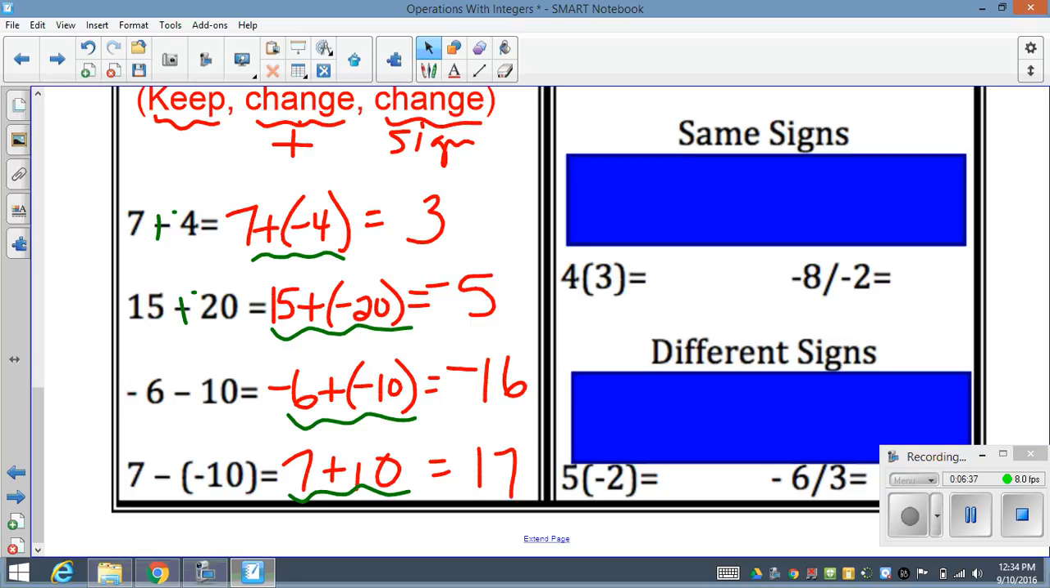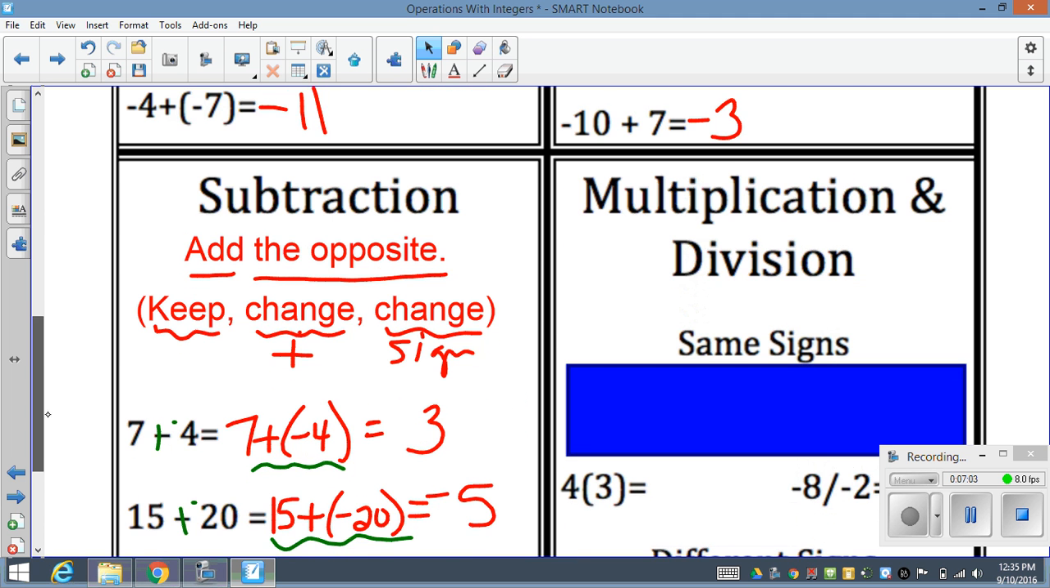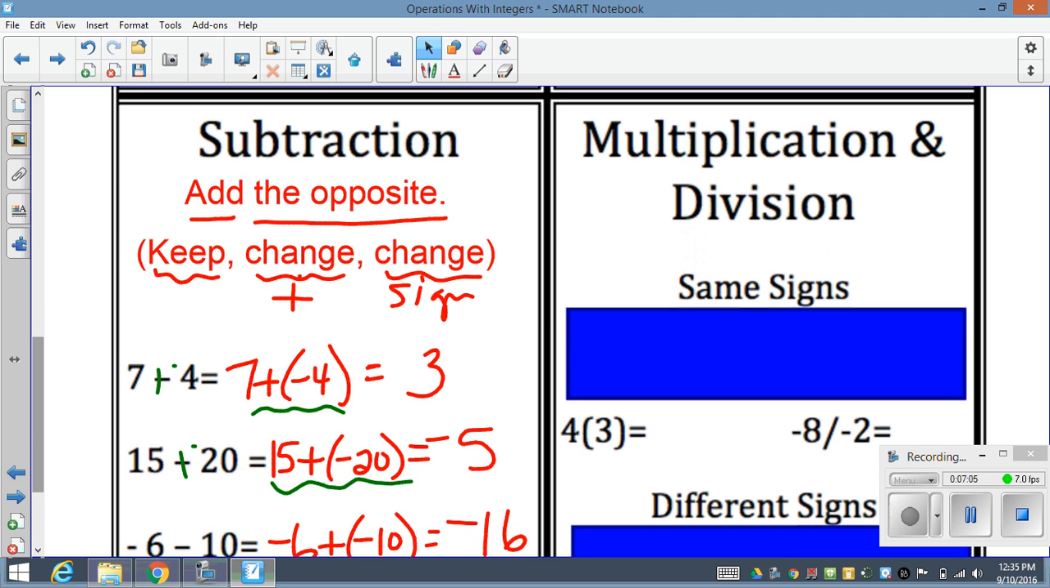Okay, so that's our adding and subtracting. The adding and subtracting is probably the harder two operations than multiplication and division. And I think what a lot of you are doing is confusing your multiplication and division rules with your addition and subtraction rules. It's two completely different things. So we need to make sure when we're saying two negatives equals a positive, that's if you're multiplying or dividing. That's not if you're adding or subtracting. So keep those rules straight.